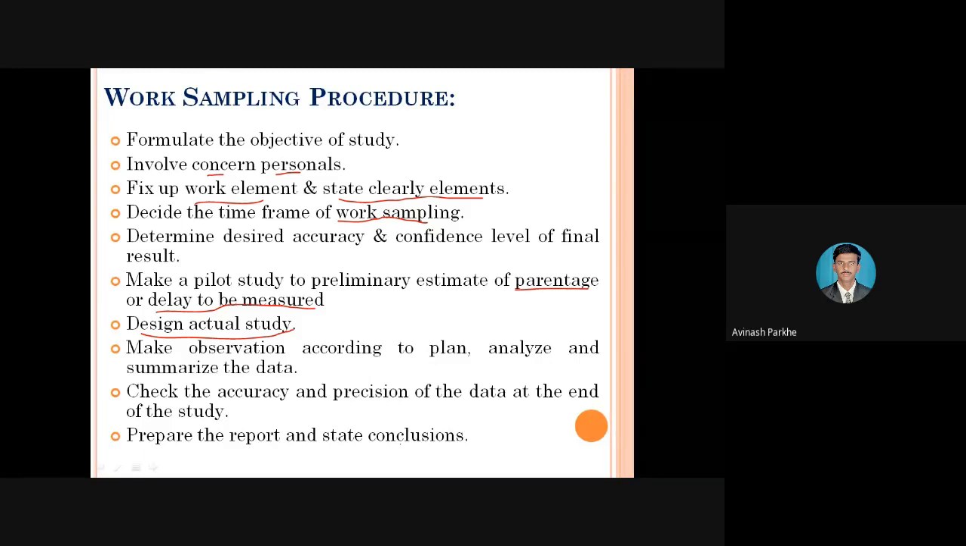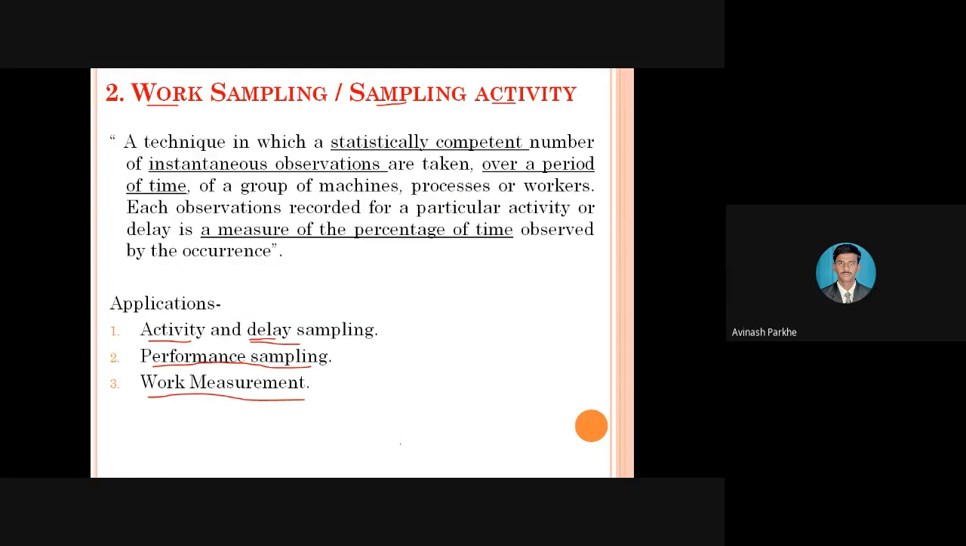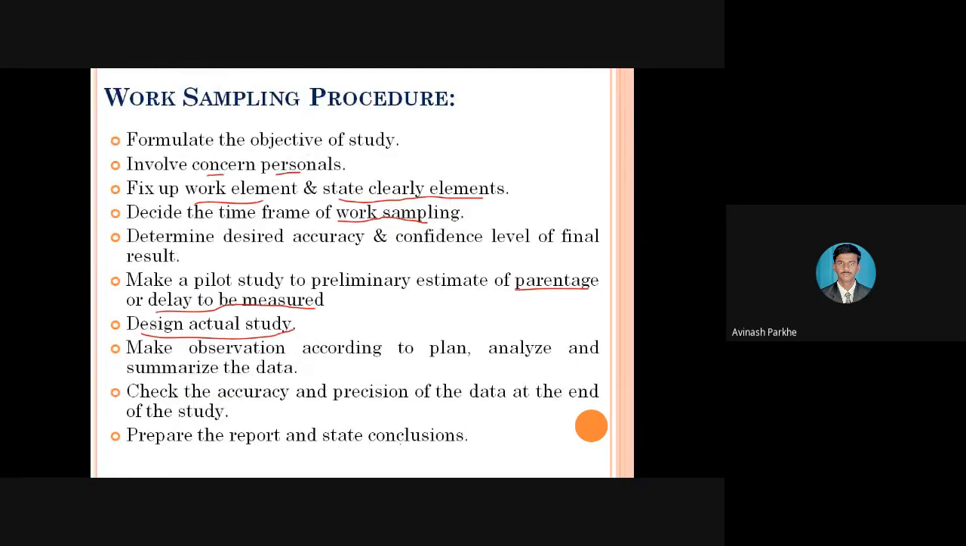So like that, we implement this work sampling technique in industry in order to check the activity and the delay sampling. Then the second application we have discussed is performance sampling, and the last one is work measurement. That means in all three concepts, if I have to go for a number of observations, for the delay required during operations, if I have to check the performance of the operator, or if I have to check the time required to complete a task, all these activities can be performed using this work sampling procedure.